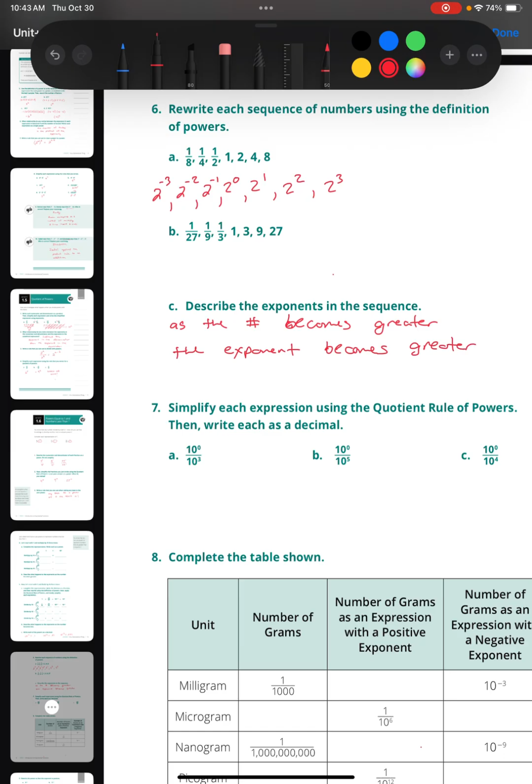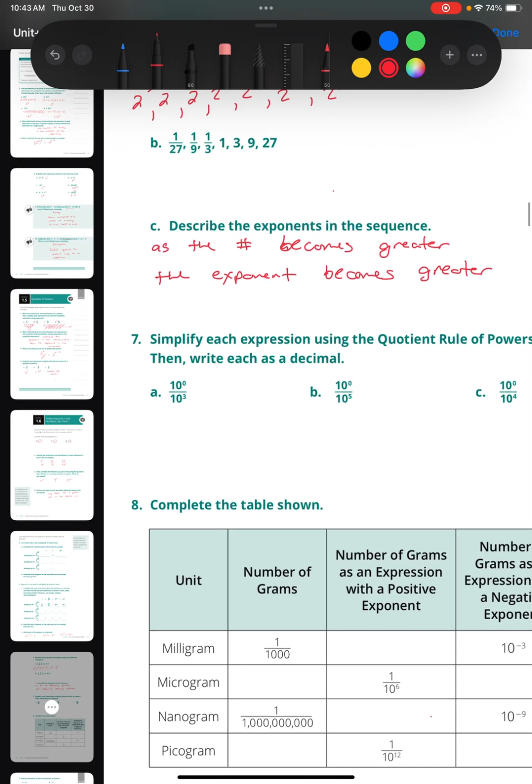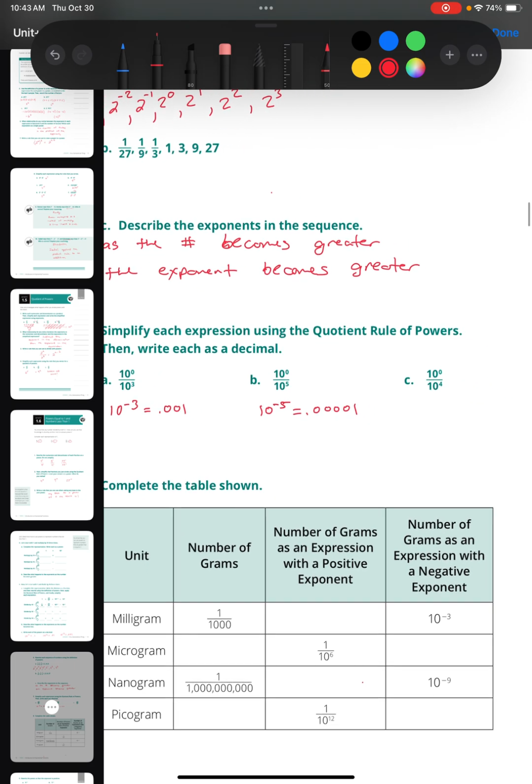All right, so if we now use that rule of subtracting our exponents, 10 to the 0 over 10 to the 3 is 0 minus 3. We get 10 to the negative 3, which is 0.001. For the next one, B, 0 minus 5, we get 10 to the negative 5, which is 0.00001. Decimal moved 5 to the left from 1. And then 0 minus 4, 10 to the negative 4, which would be 0.0001. So the decimal moved 4 to the left from 1.